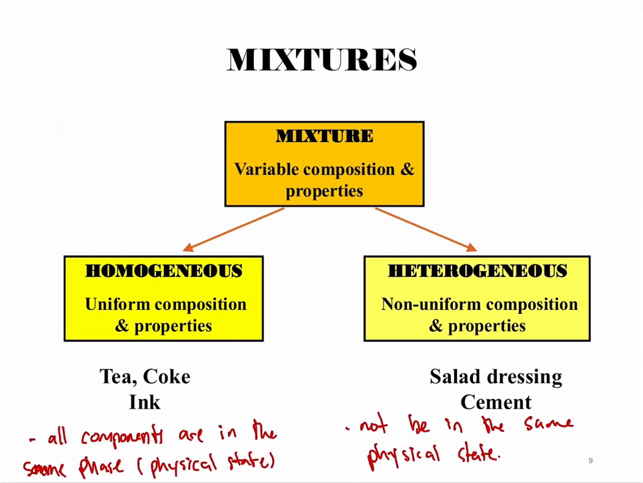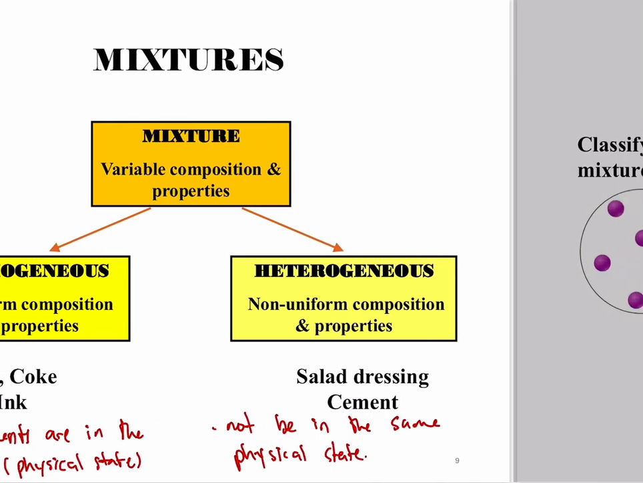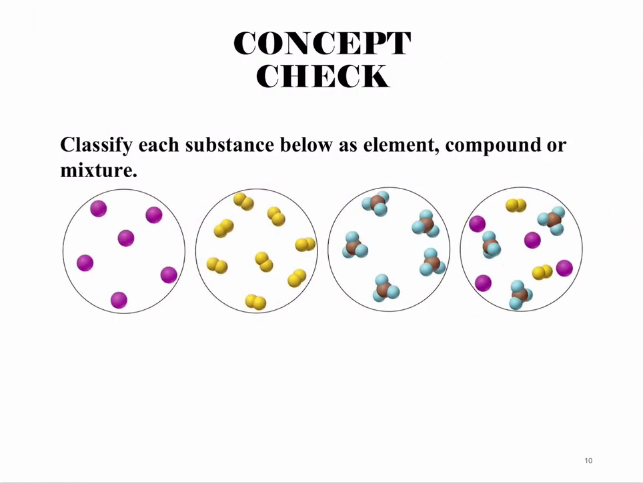All right, any questions on that? All right, so here we have just a pictorial example. You have each of these substances below. Classify it as an element, compound, or a mixture. And so the colors here mean different atoms. So for example, purple could be hydrogen, yellow could be oxygen, for example. And how are we going to classify this substance? Is it an element, a compound, or a mixture?